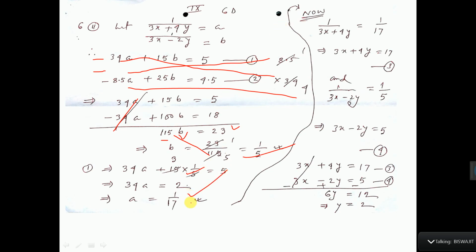Now see, this is the value of a you consider. So put it there, cross multiply, and you will get one equation. Similarly, 1 by 3x minus 2y equal to b you have considered. Cross multiply, you will get another equation. Now these two equations you solve, see 3x cut, you are getting the value of y. This value of y if you put here, you will get value of x. That's all.